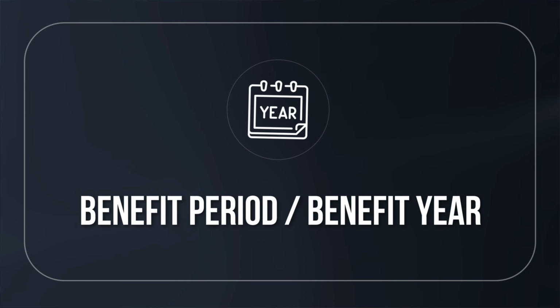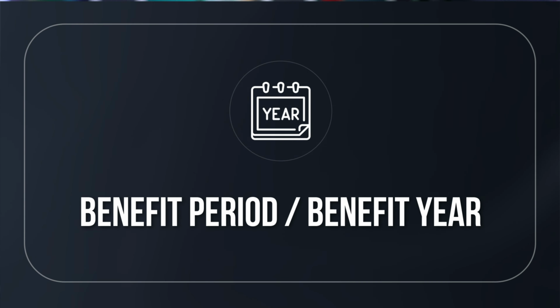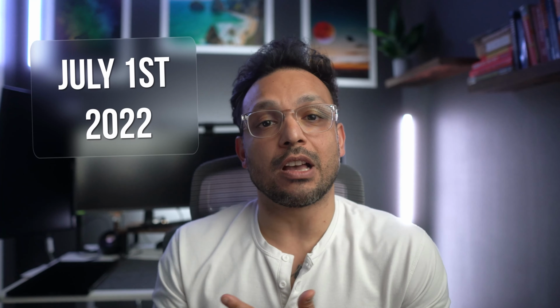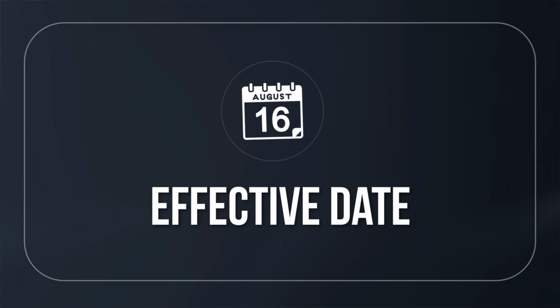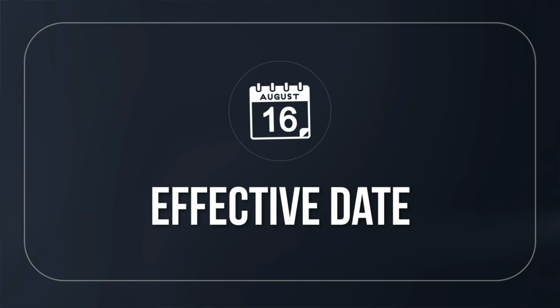Benefit period, or sometimes referred to as benefit year, is basically a 12-month period an insurance plan covers for an individual. It's most commonly calendar year, but it could also be something like July 1st, 2022 to June 30th, 2023. So when your team is verifying dental insurance, you need to find out what the dental benefit period is for that plan. Effective date is the date insurance will start paying dental benefits for the plan.